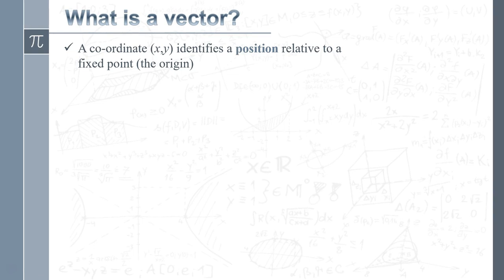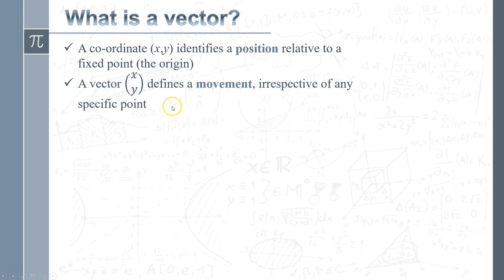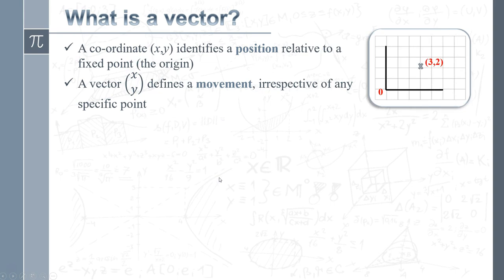Essentially, we need to understand the difference between a coordinate and a vector. A coordinate, as you know, in that kind of notation there, x, y, identifies a position, whereas a vector, with this column notation, identifies a movement. So, for example, if I wanted to describe the coordinate (3, 2) relative to an origin, then clearly I've gone across 3 and up 2, and that's the position of that coordinate there.